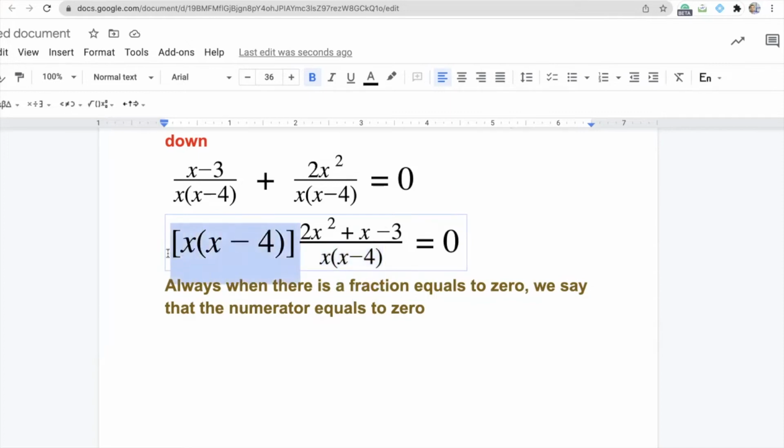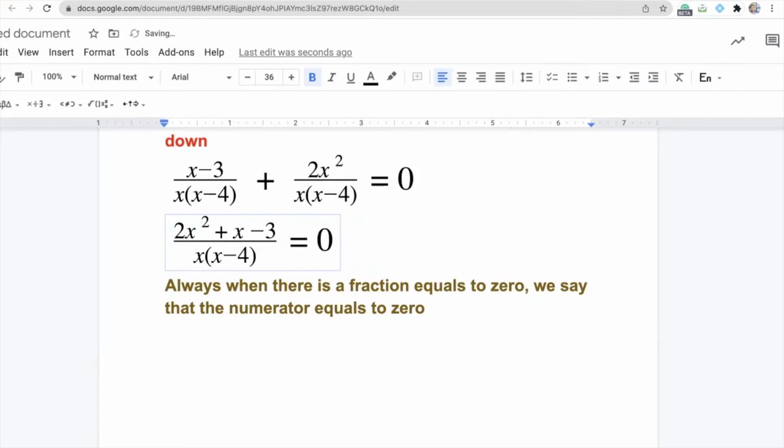So guys, it's up to you. I convinced you with 3 ways. Either you do cross multiplication, or multiply both sides by the denominator so it will disappear, or just say it: always when we have a fraction equal to 0, that means the numerator equals 0, not the denominator, up, not down. Be careful. Some of you are confused.